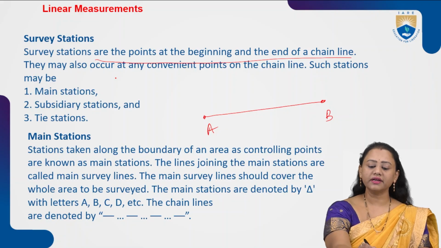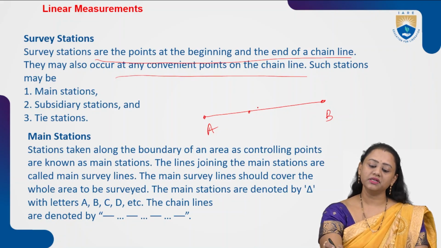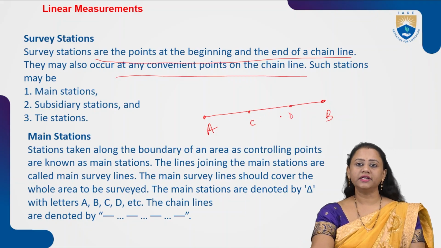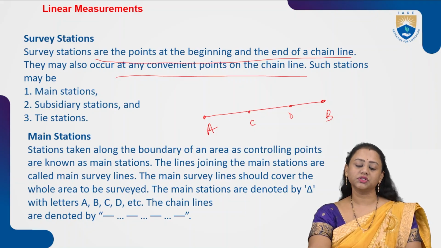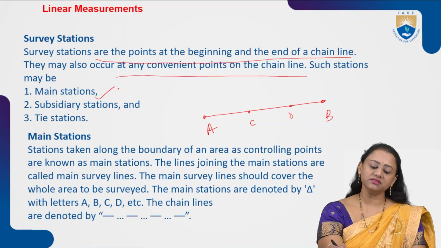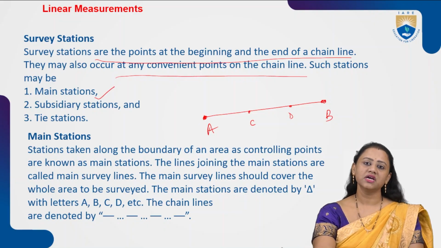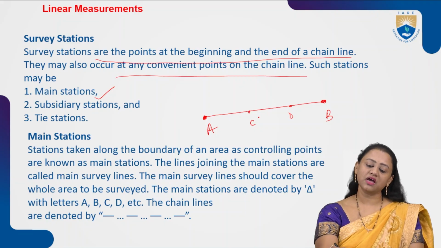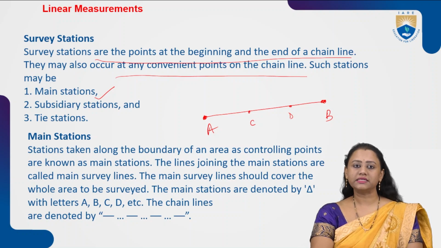They may also occur at convenient points on the chain line. It may be possible that there are some intermediate survey stations at convenient points. These are also survey stations. So you can have main stations, as I have already mentioned. The starting and the end point of the traverse, that is A and B, are the main stations. Subsidiary stations are the intermediate stations, and there are also tie stations.